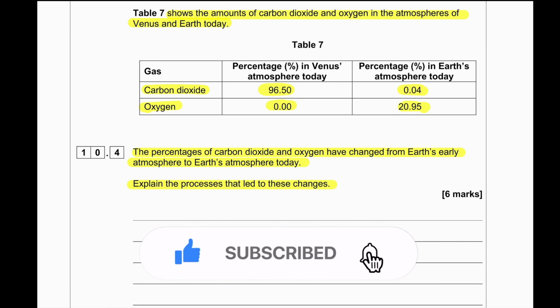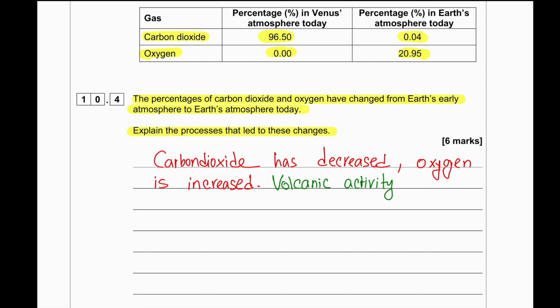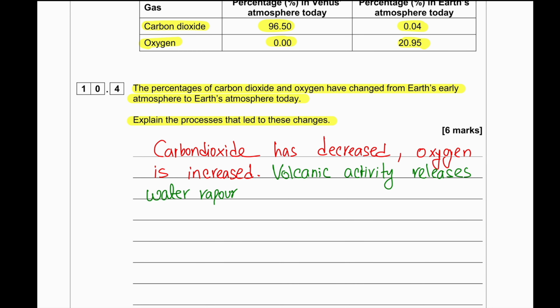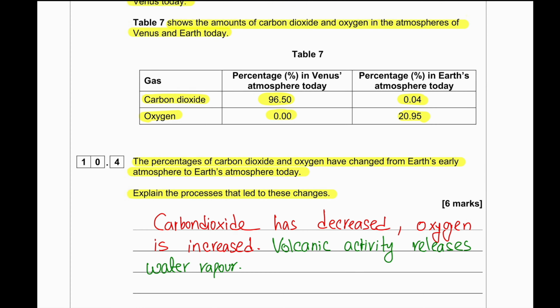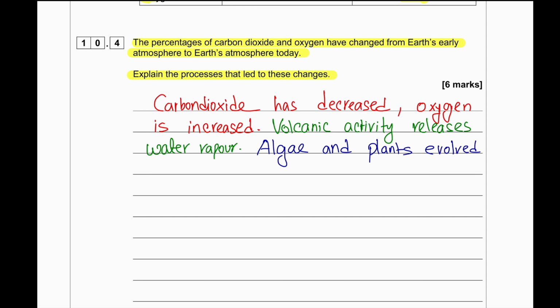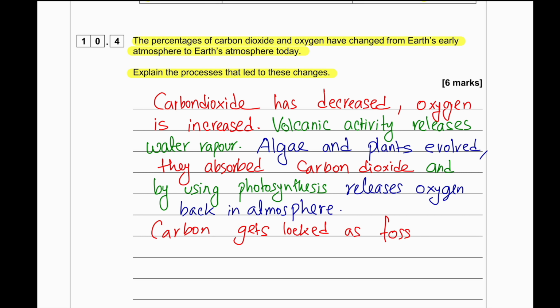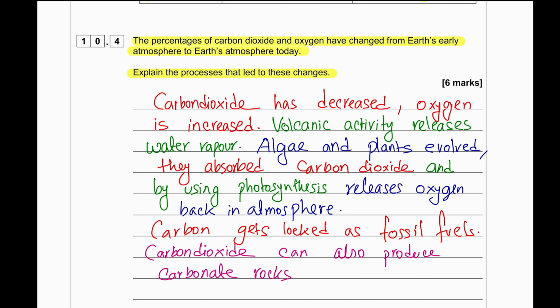Explain the processes that lead to these changes. You see, in the Earth's early atmosphere, we had a lot of carbon dioxide. That carbon dioxide decreased and oxygen increased. The carbon dioxide has most likely decreased because of photosynthesis. Photosynthesis decreases the carbon dioxide, and oxygen is released. The other way the carbon dioxide concentration has decreased is that carbonate rocks were produced. Sedimentary rocks lock up the carbon. Algae and plants evolved, did photosynthesis, absorbed carbon dioxide and released oxygen. However, when they died, they locked up that carbon in the form of fossil fuels.